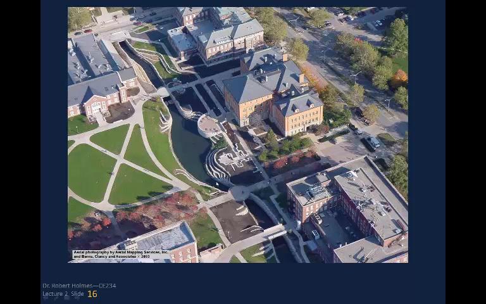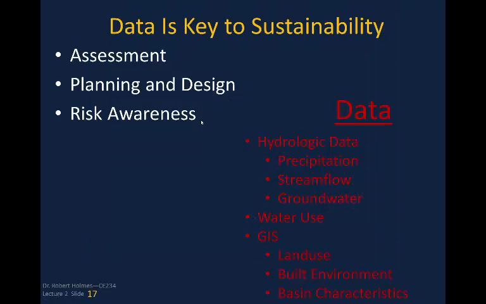This is downstream of there. They basically redid the channel, which makes it more aesthetically pleasing. Our USGS stream gauge is right here on the campus. You can see it in this building right here. Very, very nice location.